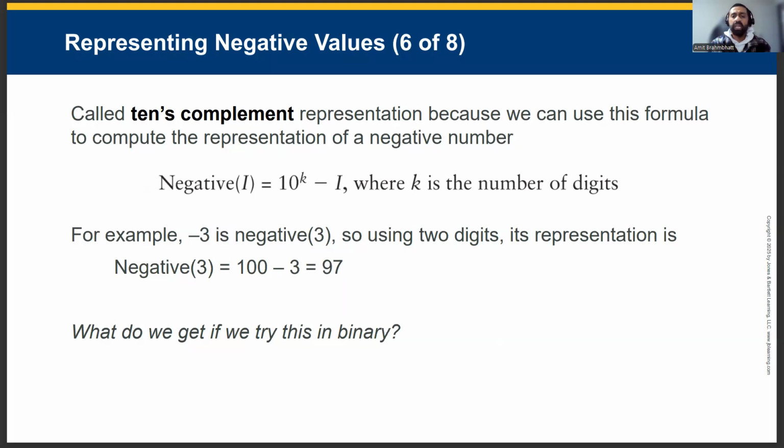For example, negative 3 becomes 97. This numeric trick allows subtraction to be replaced with addition. The slide challenges us to think about how this idea translates into binary, setting the stage for two's complement representation.